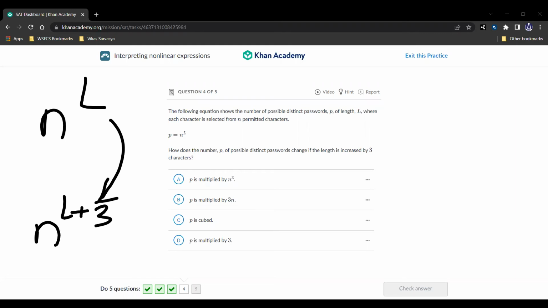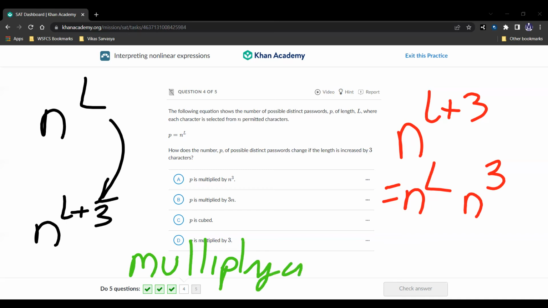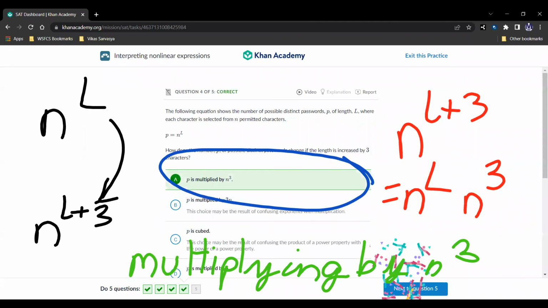Now, n to the L plus 3 equals n to the L times n to the 3. So we're really just multiplying by n to the 3, n cubed, which is answer choice A. And let's move on.